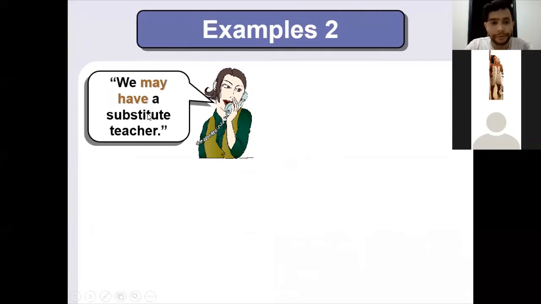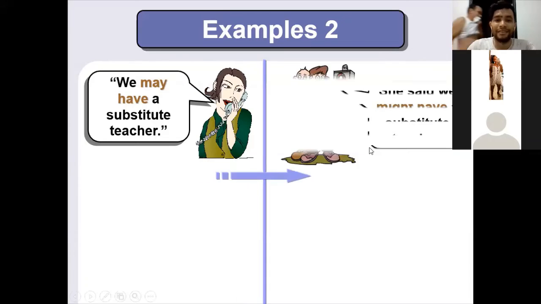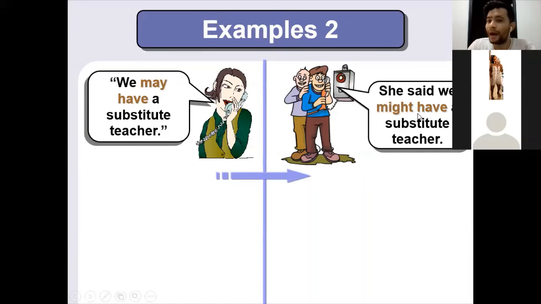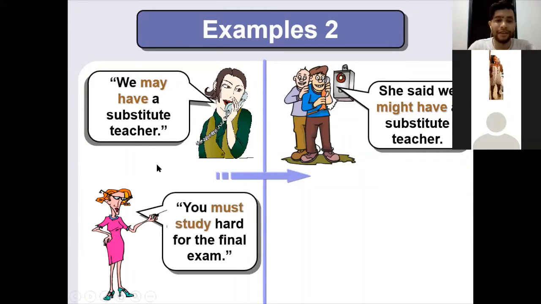Take a look at the woman. We may have a substitute teacher. What do you think is the reported speech? She said that we might have a substitute teacher. Excellent, miss. So, she said we might have a substitute teacher. Good. How about the next one?